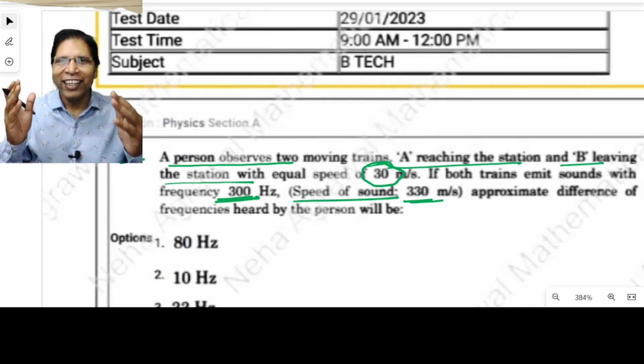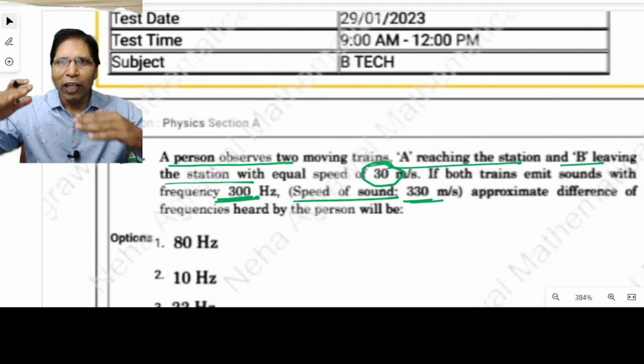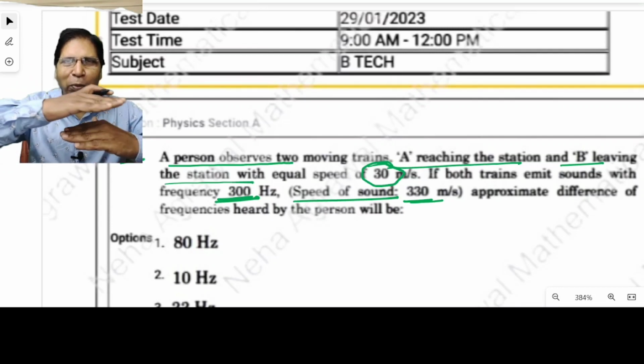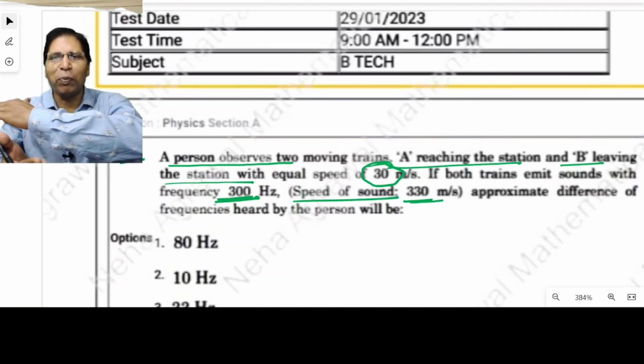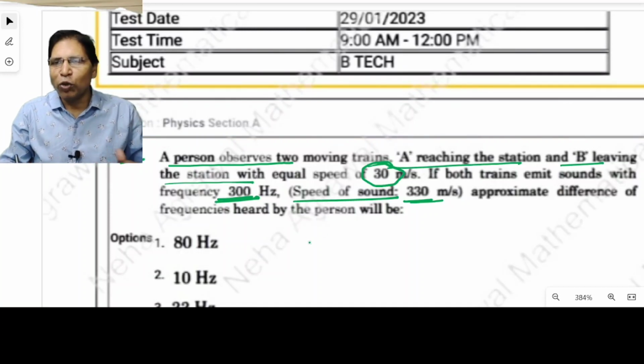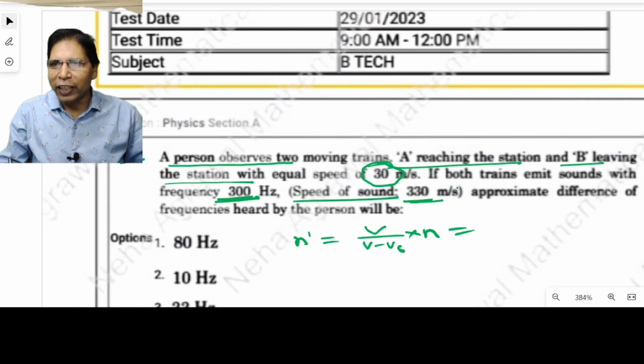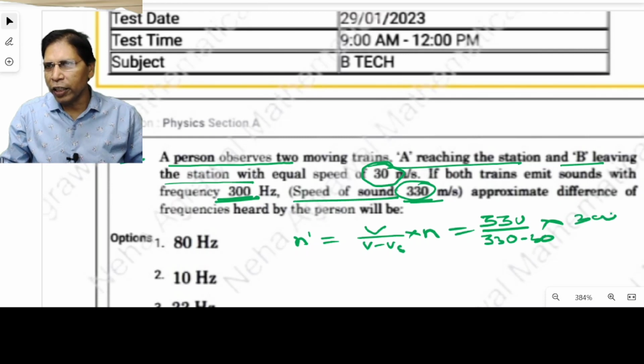This is the case of the Doppler effect. One source moves towards the observer and the other source moves away from the observer. When the source moves towards the observer, n dash equals v by v minus vs into the original frequency n. What is v? v is 330 meter per second. So this is 330 divided by 330 minus 30, into frequency 300 hertz. So this is 330 hertz.